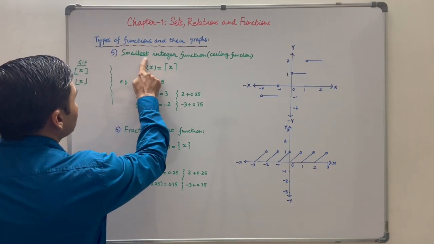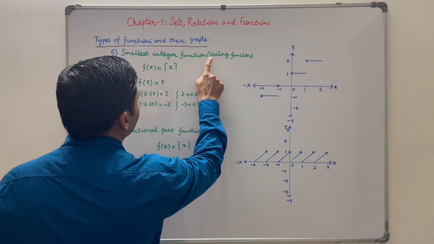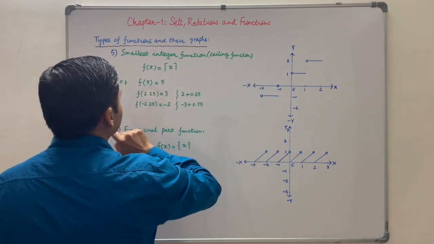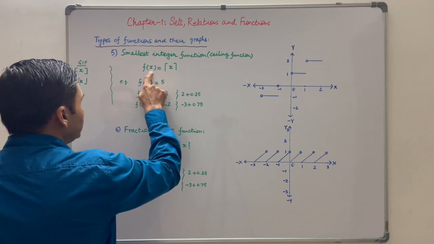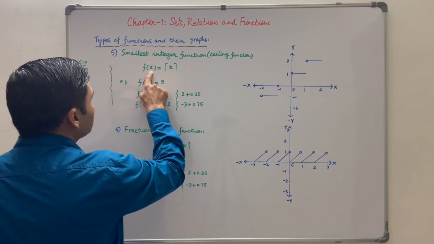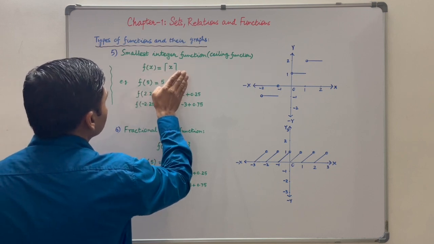Fifth function, smallest integer function. It is also called the ceiling function. It is also a step function. Smallest integer for a real number x will be given by the smallest integer greater than or equal to x.